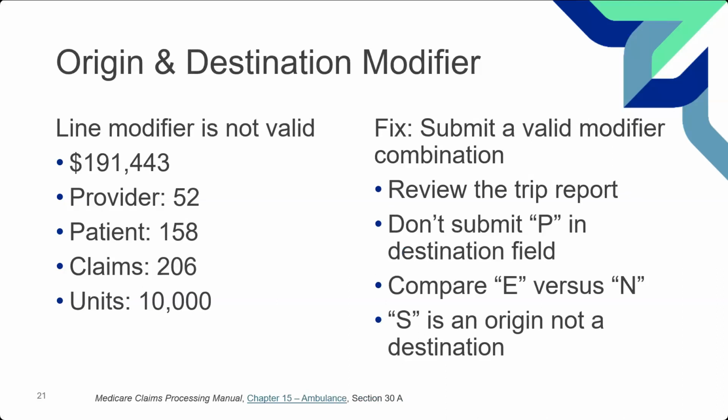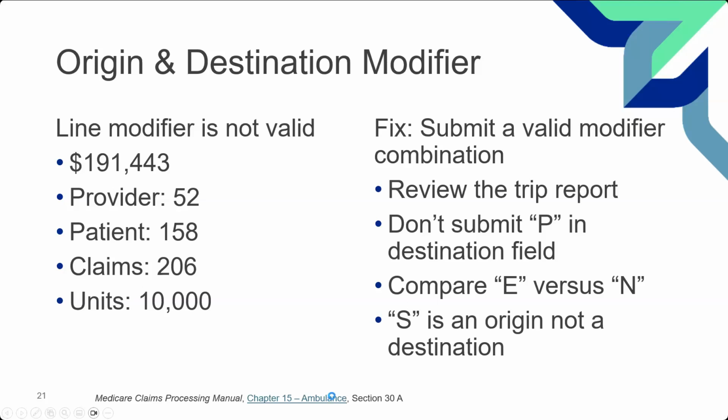And I gave you an example of an S. This is an origination and destination modifier. That's a technical. Why are you taking them to the scene of an accident? So you want to look at that. Also on a denial may again be the E versus the N. What is the E? What is the N? Okay. Well, let's take a look at that.